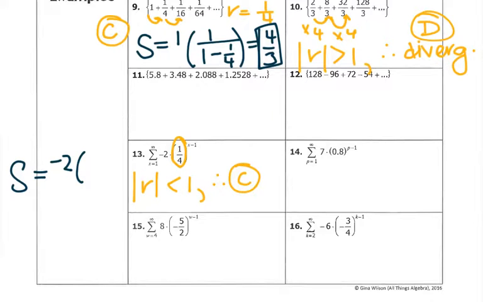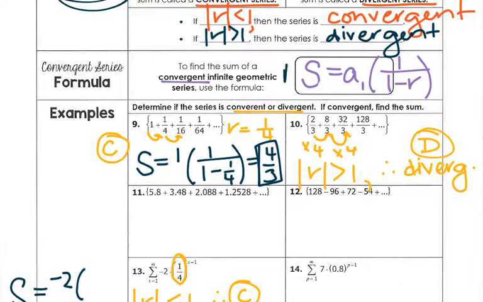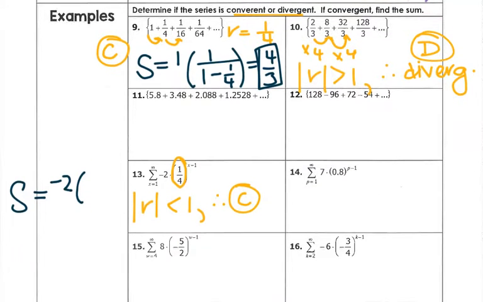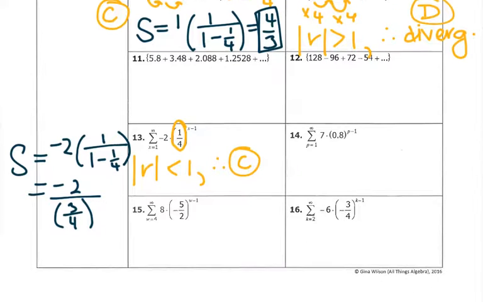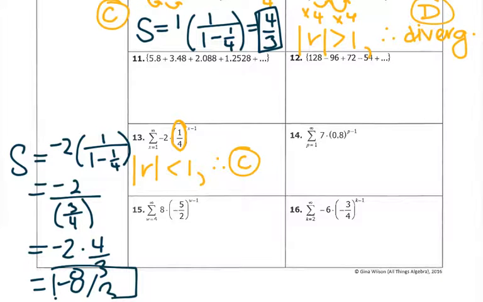Let's go back. So, if you remember, this is the formula we're using for infinite series. So this should just be 1 over 1 minus R, and R is 1/4. So this becomes negative 2 over 3/4. Again, dividing by a fraction is the same as multiplying by the reciprocal. So we get negative 2 times 4 over 3, which is negative 8 over 3. It's a little off the screen. So negative 8 over 3 for 13.